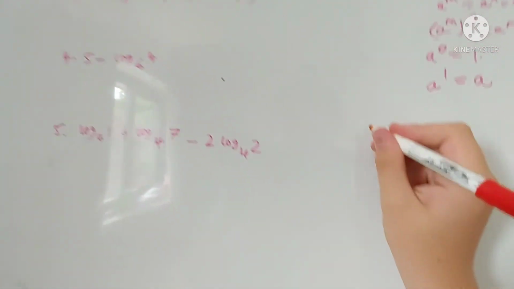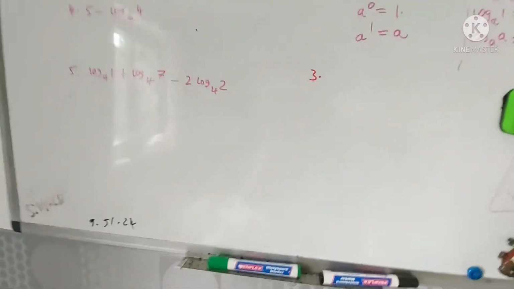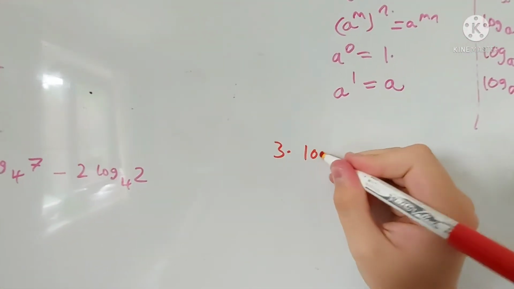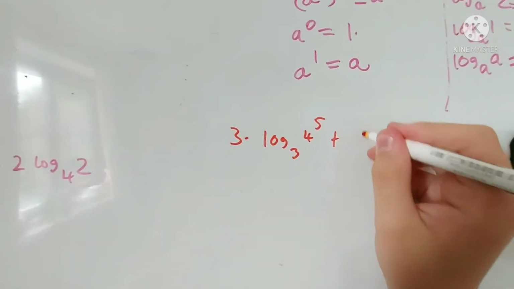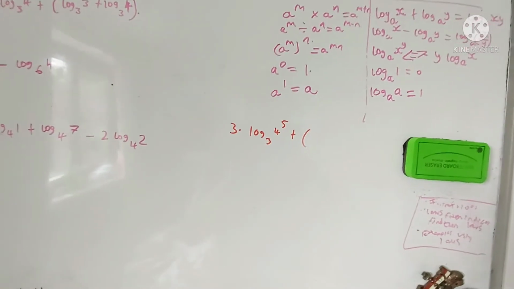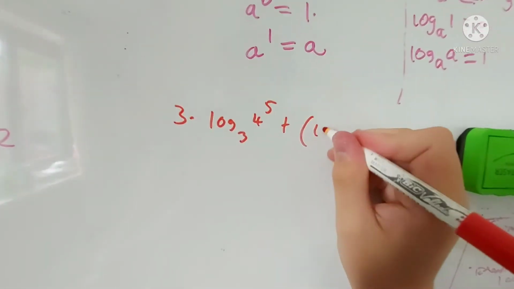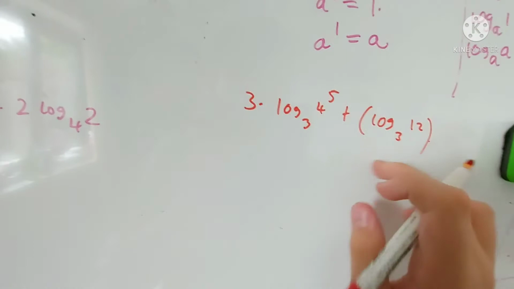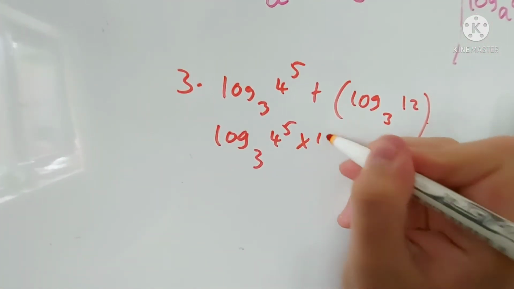For number 3, I'll do it down here, just so I've got a bit more room. Using the third log law, I can bring the power up using the power rule. So I've got log base 3 of 4 to the 5. Now, I'm going to sort out the bracket. So I've got log base 3 of 3 plus log base 3 of 4. Now, I'm adding them so I can multiply the 3 and the 4. So I get log base 3 of 12. So now I'm adding, so I can complete this by saying log base 3 of 4 to the 5 multiplied by 12.